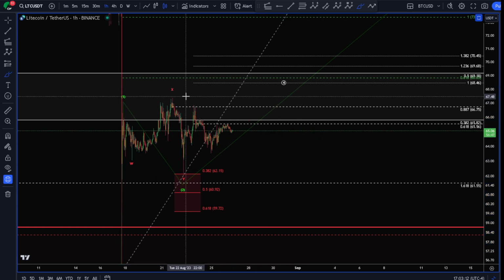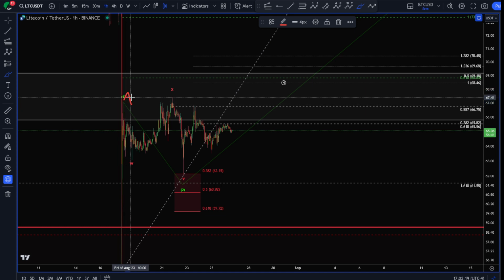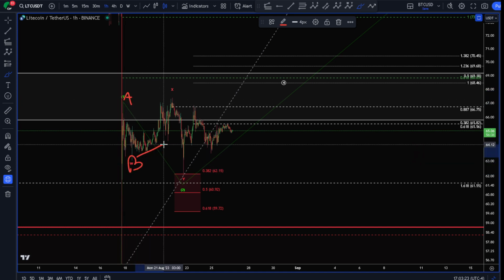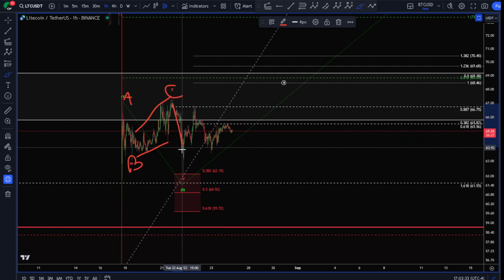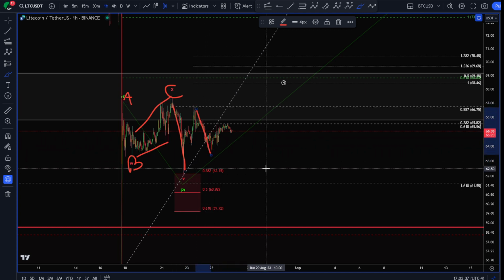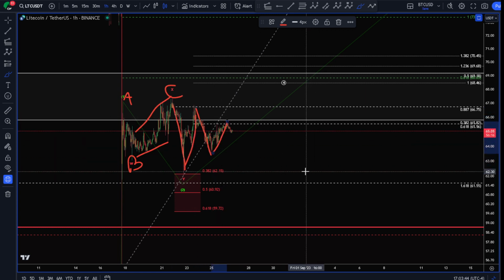Or are we completed here in ABC? This is our A wave, came down for our B, and this is like an expanded ending diagonal, so much chop for our C, and then we have a 1 down. This does look like 5, and this also potentially looks like 5, and this can be 3 or 5 here, but this looks like 3 currently.